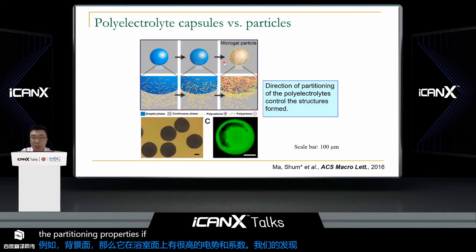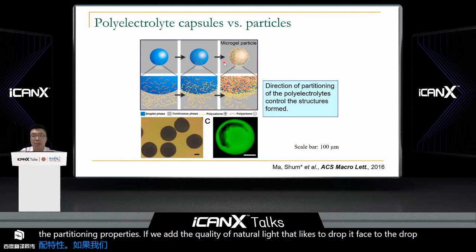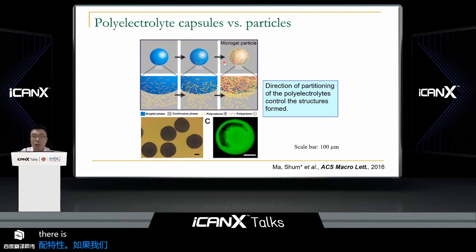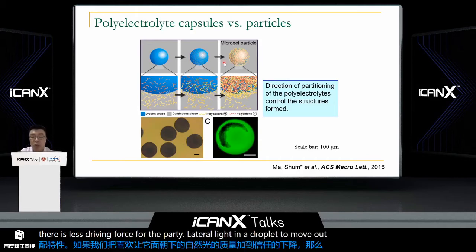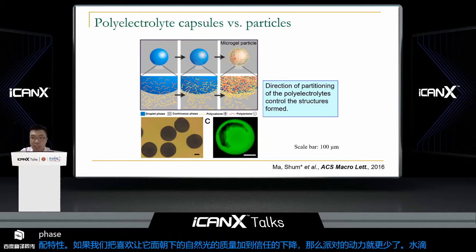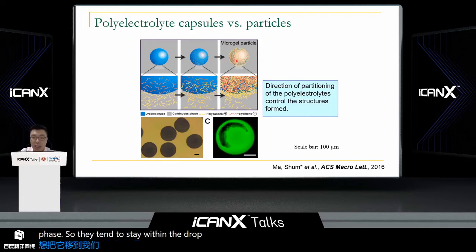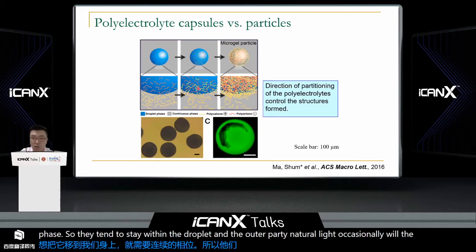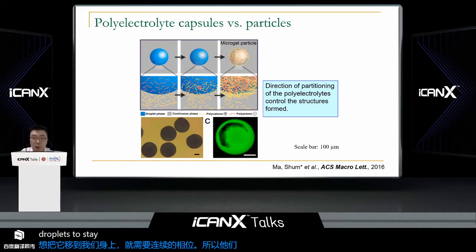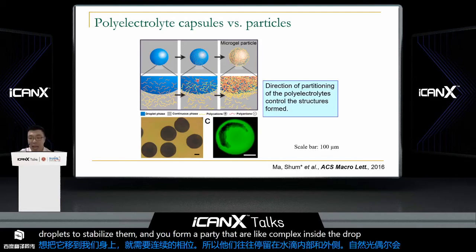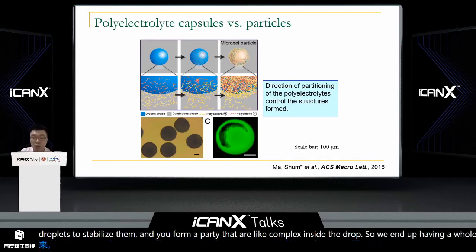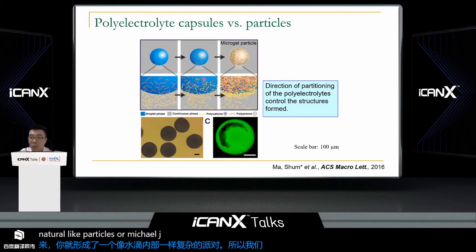If we add the polyelectrolyte that likes the droplet phase to the droplet phase, then there is less driving force for the polyelectrolyte in the droplet to move out of the droplet towards the continuous phase. So they tend to stay within the droplet. And the outer polyelectrolyte occasionally will diffuse into the droplets to stabilize them and to form a polyelectrolyte complex inside the droplet. So we end up having polyelectrolyte particles or microgels rather than capsules.